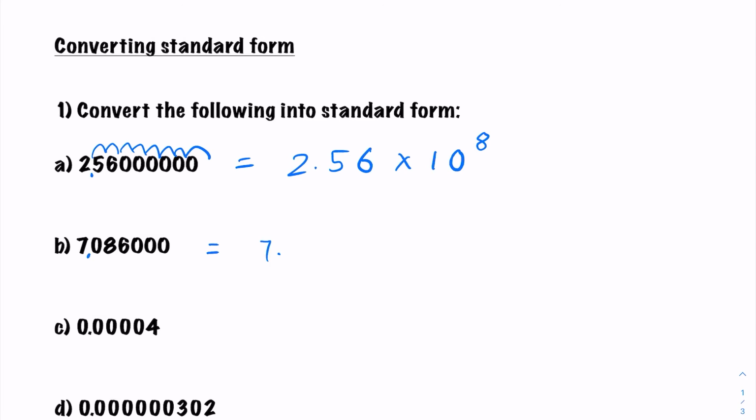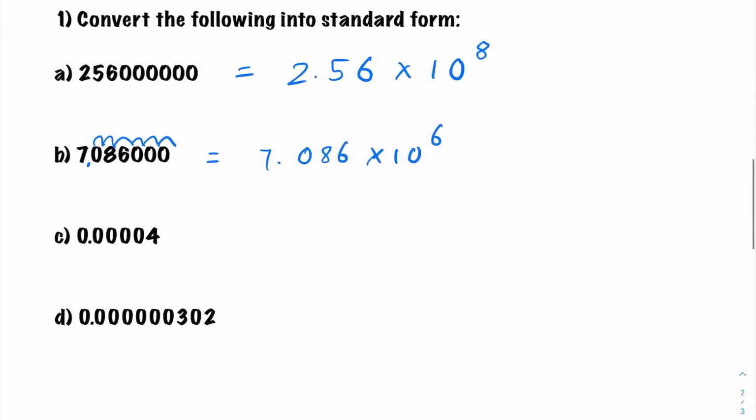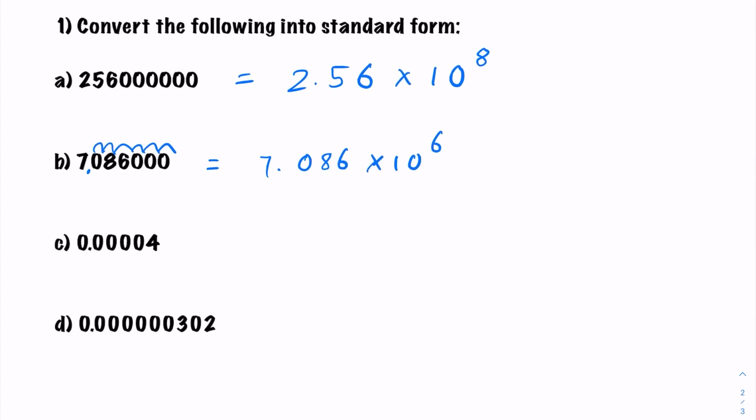So you have 7.086, and we should remove these after we finish. So we get 7.086 times 10 to the power of, and how many jumps are we going to have to go? 1, 2, 3, 4, 5, 6. To the power of 6. Next, 0.00004, well, this is equal to... I just want to keep that clean on the left hand side so you can see that that number on the left is definitely equal to that number on the right.